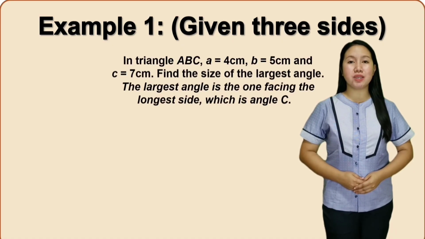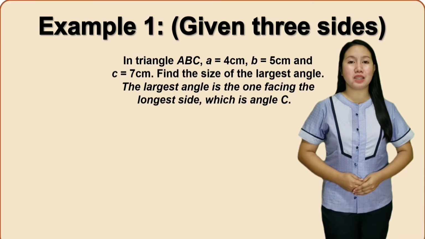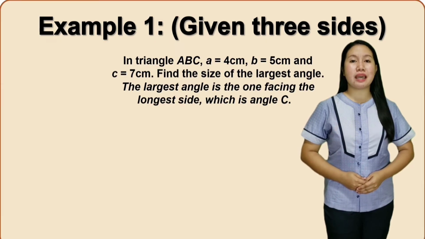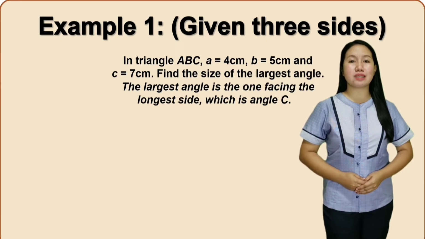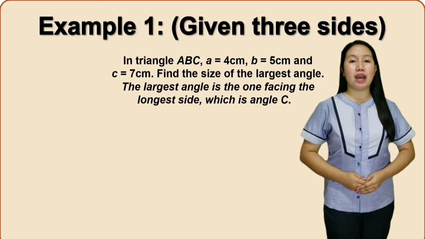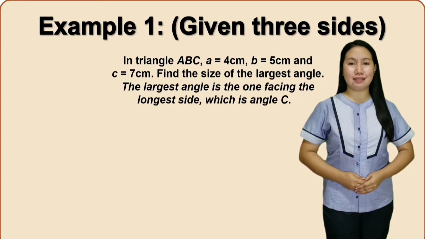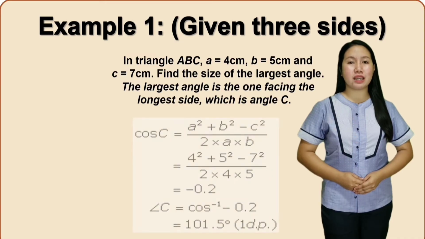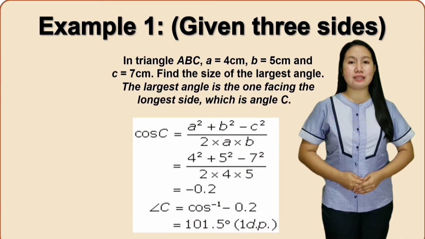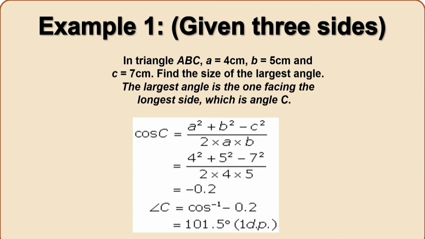Example number 1. Given all the three sides. In triangle ABC, side A is equal to 4 centimeters, side B is equal to 5 centimeters, and side C is equal to 7 centimeters. Find the measure of the largest angle. The largest angle is the one facing the longest side, which is the angle C. Now we have here the solution.